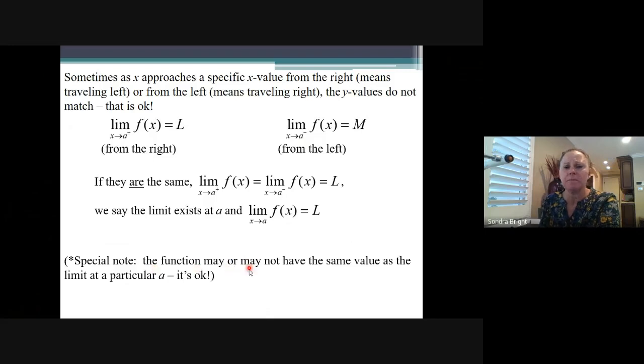A function may or may not have the same value as the limit at a particular a, and that's okay. Asking you what the limit of a function is asks for the y values as you're approaching that value. The function's actual value might be some other number other than the limit, and that's okay. We can still have a limit existing even if the function's value isn't at that same point, and you're going to see that in this next example.